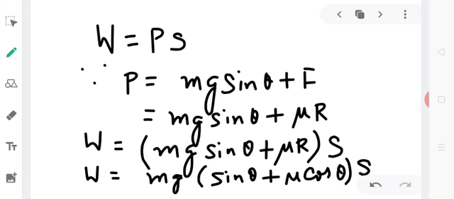Now one thing is to be remembered, that in moving a body over a rough horizontal surface, work has to be done only against the force of friction, which is a function of normal reaction or weight of the body. However, in moving a body up an inclined plane, work has to be done against friction as well as the component of weight pulling the object down the inclined plane.